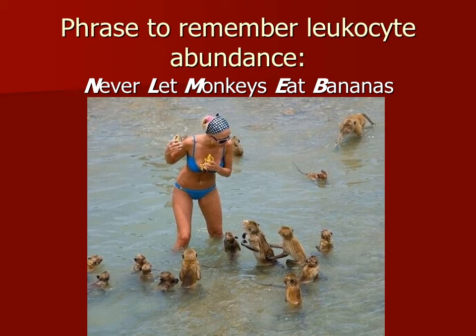To remember which of these different types of leukocytes are more numerous than others, you can use the mnemonic phrase, never let monkeys eat bananas. So the highest concentration will be the neutrophils, then the lymphocytes, monocytes, eosinophils, and basophils.